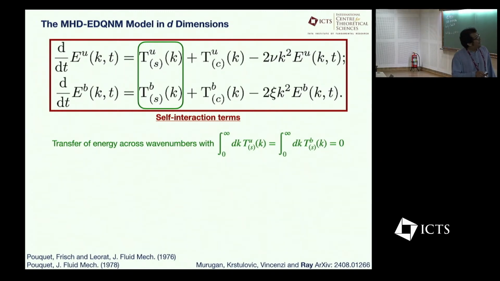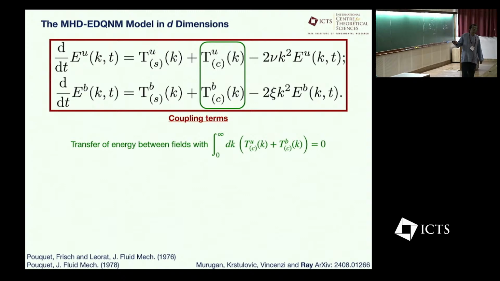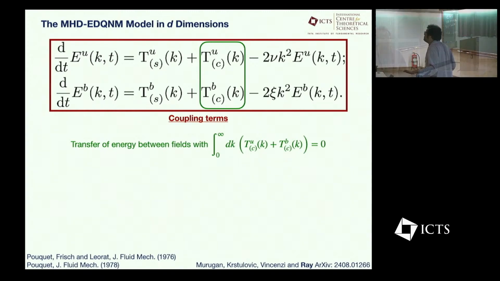All right, and this sort of conservation is guaranteed by construction in those expansions that you saw, and you know that the integral of this over all wave modes has to go to 0. The C terms, which are the coupling terms, tell you how energy is exchanged between the U and B field. And that's important, right? Because I will start with the seed magnetic field, so it has to get energy from somewhere, and we'll see that it gets its energy from the U field. And this, again for conservation reasons, will satisfy the following constraints.